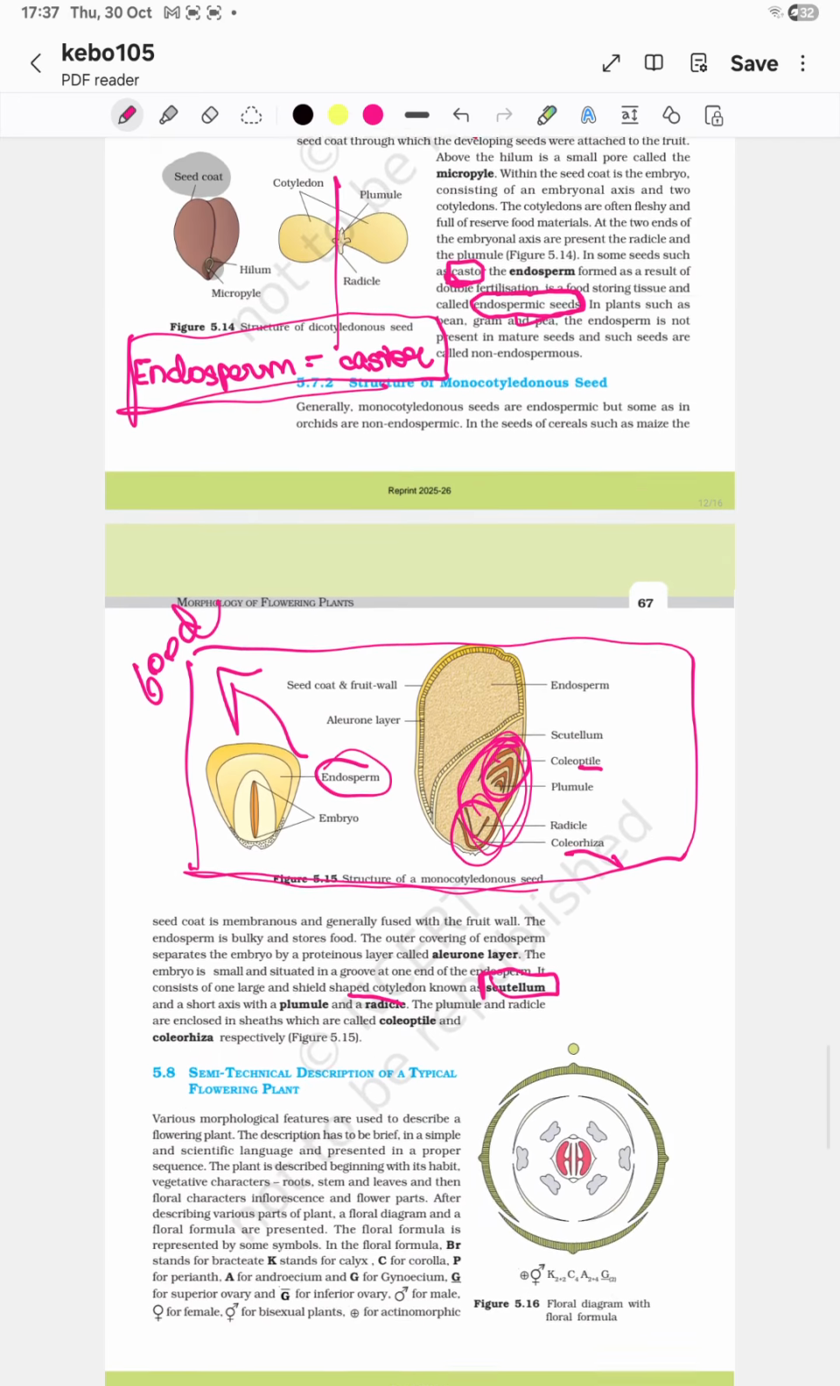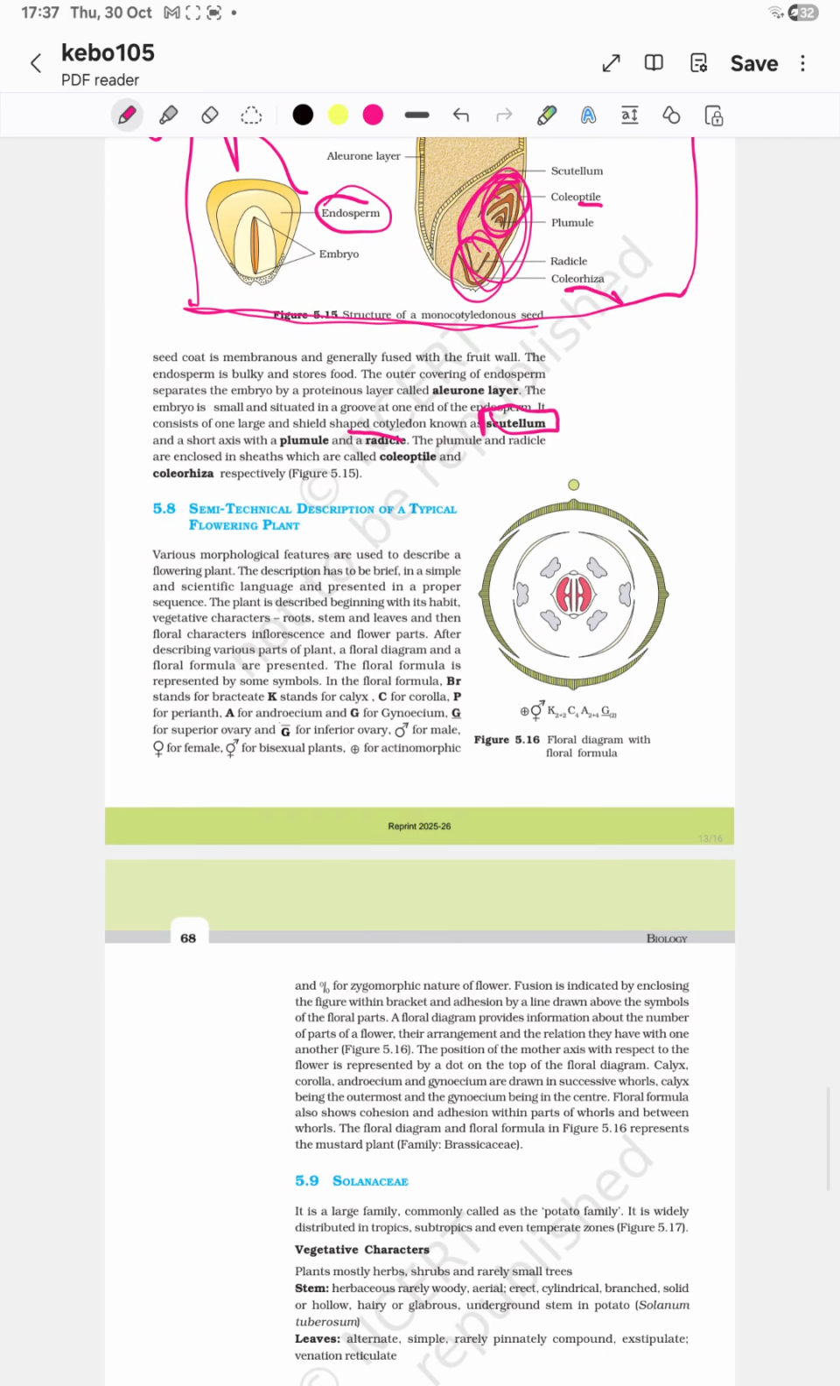Now there is something called a semi-technical description of a typical flowering plant. So we have KCAG. K is calyx, C is corolla, A is androecium, G is gynoecium. Now G underscore is for superior ovary. I will be covering only the important part. G above is for inferior ovary. The same thing, this is for male, this is for female, this is for bisexual plants, combination of both.